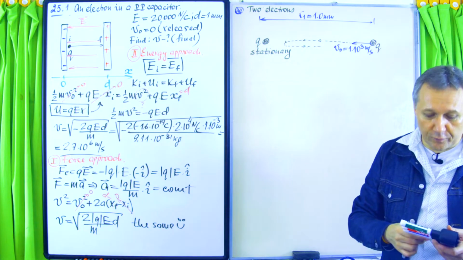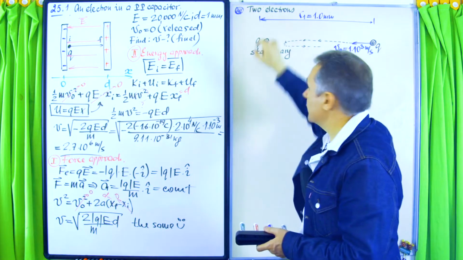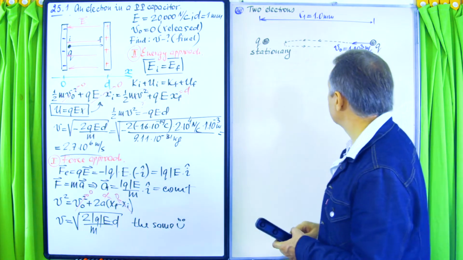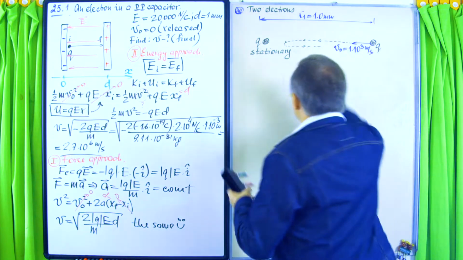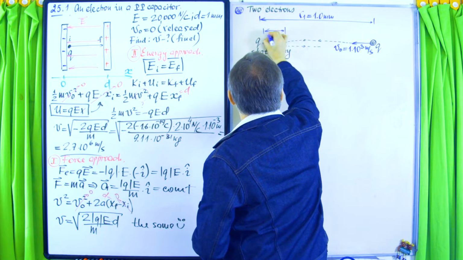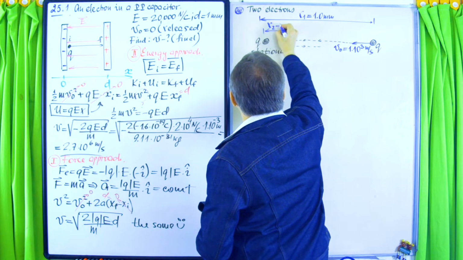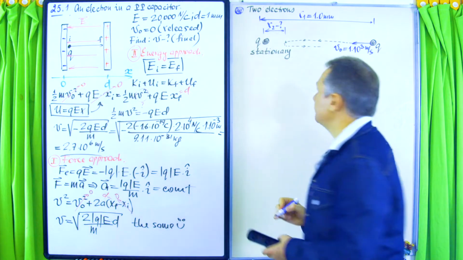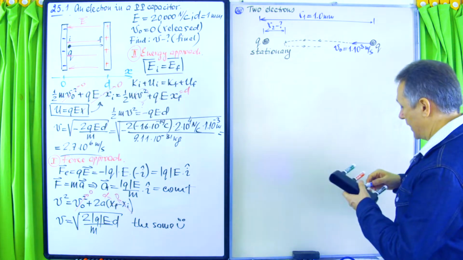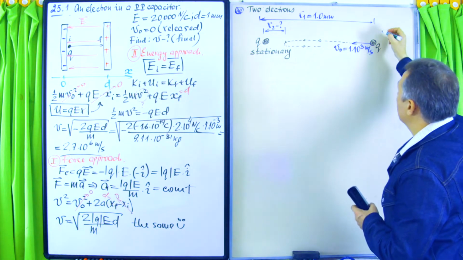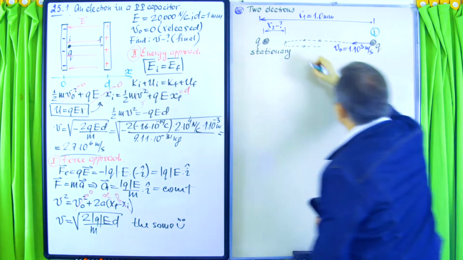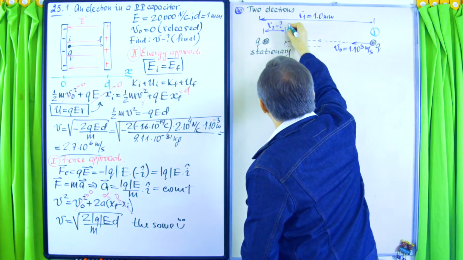So what we need to find is the shortest distance between two electrons. So let me label it. That's what we need to find. Let me label it as R2 and put a question mark. So I can say that this is our initial point, and this will be my final point.